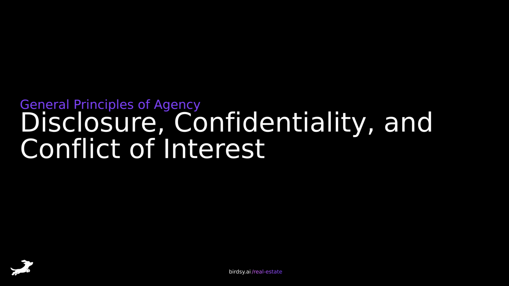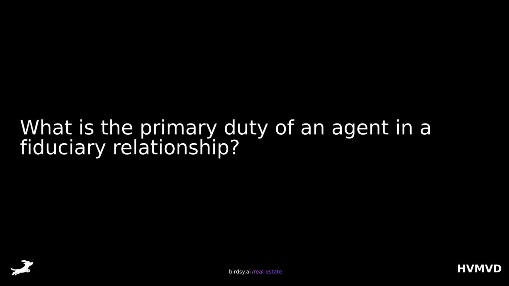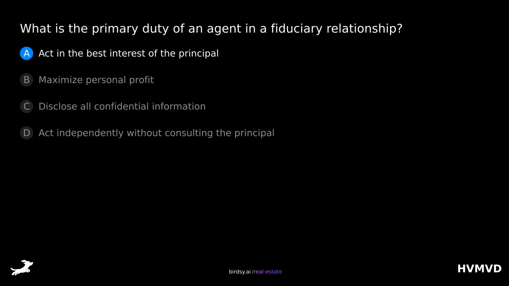Disclosure, confidentiality, and conflict of interest. What is the primary duty of an agent in a fiduciary relationship? Is it A. Act in the best interest of the principal? B. Maximize personal profit? C. Disclose all confidential information? Or D. Act independently without consulting the principal? The answer is A. Act in the best interest of the principal.